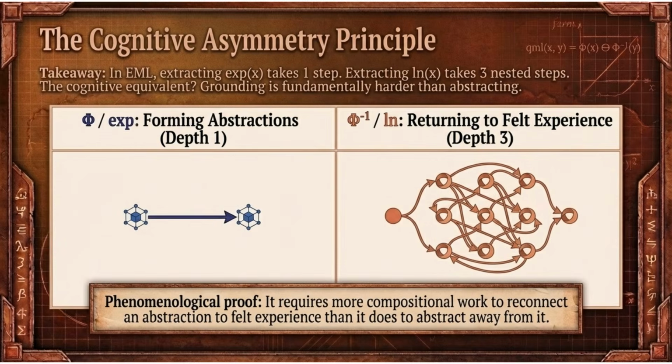Just as EML revealed a generation depth in mathematics, QML reveals cognitive depth. As an example, it reveals the cognitive asymmetry principle: abstracting away from felt experience takes one step, but reconnecting an abstraction back to felt experience is fundamentally harder, requiring multiple nested steps.